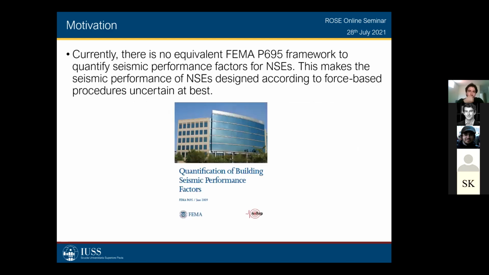So currently there is not an equivalent FEMA P695 framework to quantify seismic performance factors for non-structural elements. And this is a big issue because it makes the seismic performance of non-structural elements designed according to force-based procedures uncertain at best currently.